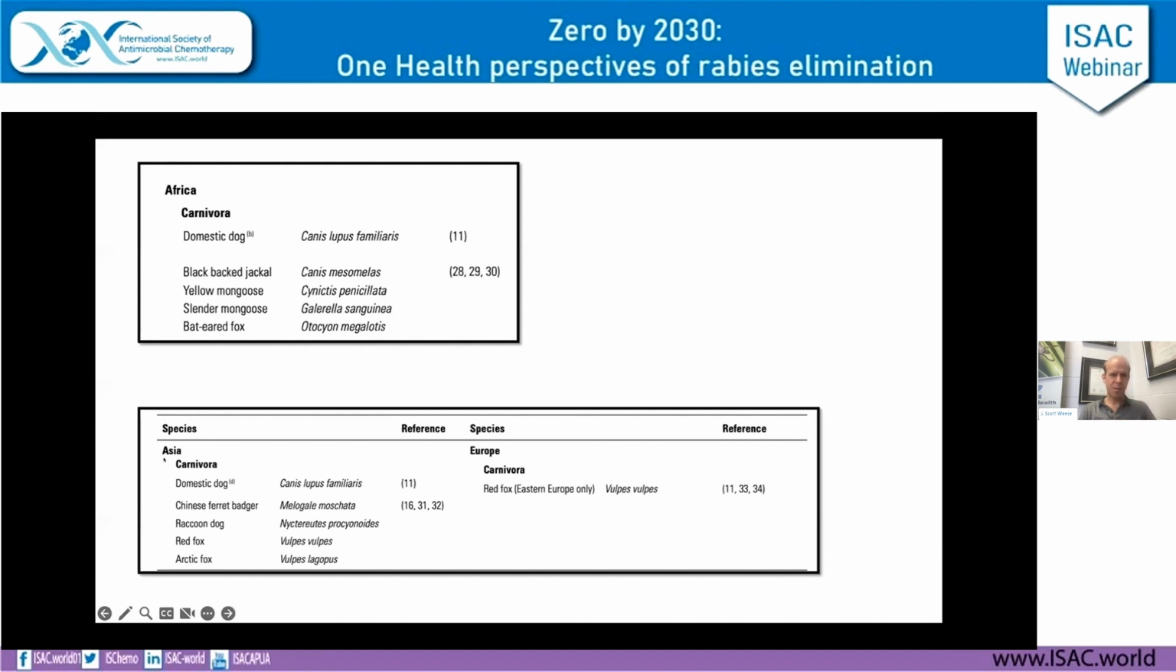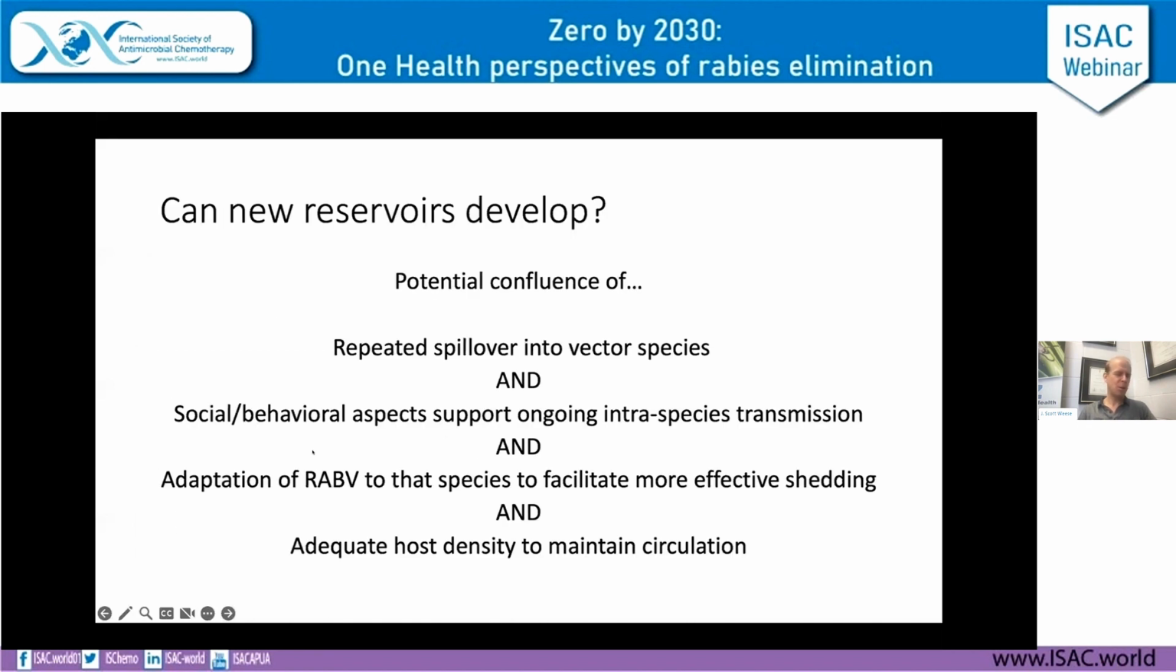Asia, same thing. We've got dogs. We have a variety of other canids that can be involved. And that's really the take home, is most of our species are canids, potentially felids, but they have close contact with people, even if they're wildlife species.